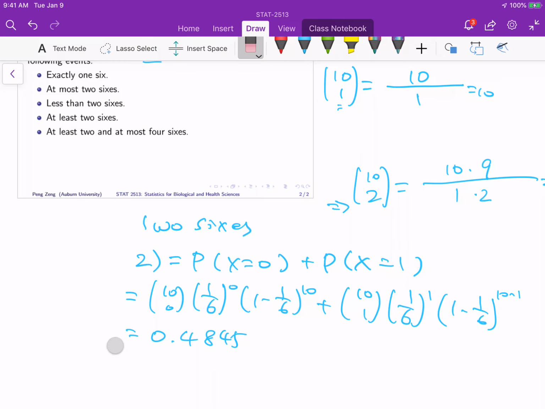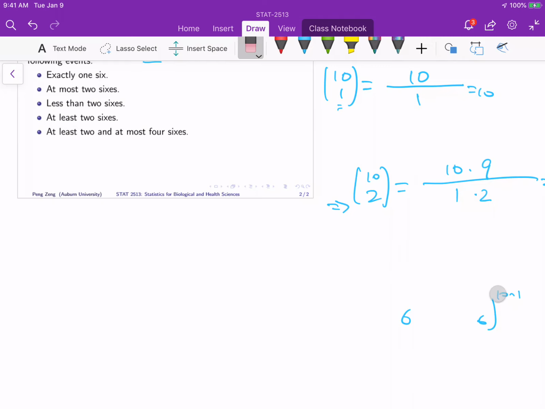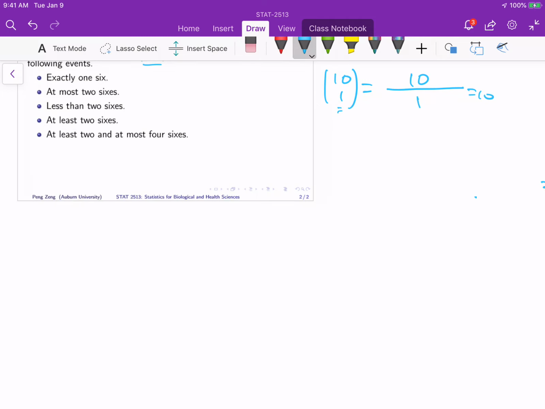Let me erase this one. So the next one is at least 2 sixes. So this is basically probability x greater than or equal to 2, right?